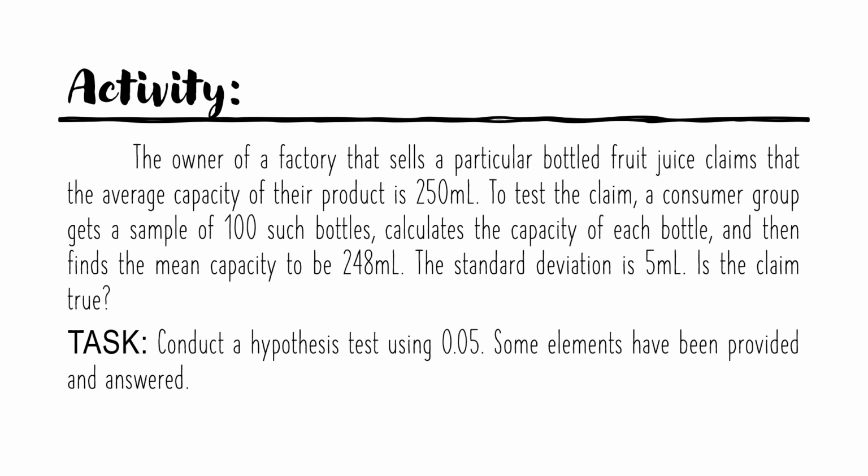For your activity, there's a given problem here. Your task now is to conduct a hypothesis test using 0.05. Some elements have been provided and answered. So please follow your steps 1, 2, 3, 4, and 5 and decide whether you accept or not your null hypothesis and what will be your conclusion based on your test, I mean, from your computed value and your critical value or values.